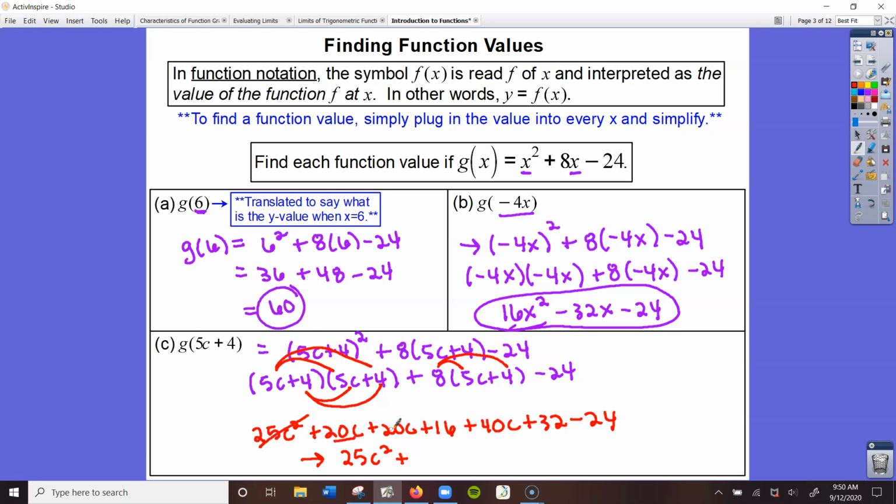Next, we're going to combine all of our c's. We have 20c plus 20c plus 40c, which gives me positive 80c. And then finally, we have our constants left. We have 16 plus 32 minus 24, which gives us a positive 24. And this would be our answer.